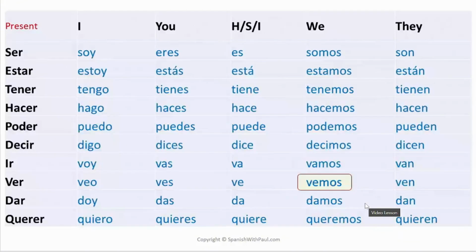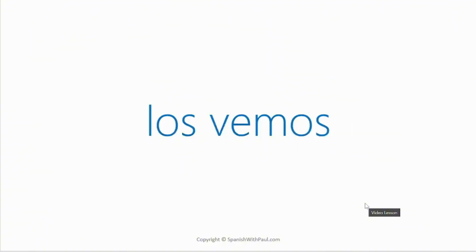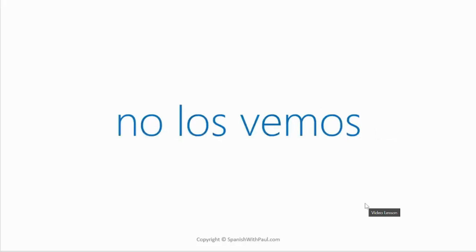Let's look up the angle for we see. So we have here the angle of we, down to the verb ver, and the sound is vemos. Vemos, we see. What is we see it? Lo vemos. We see them. Los vemos. Of course, this could also be las vemos if we were referring to a group of all females. What about we don't see them? No los vemos.